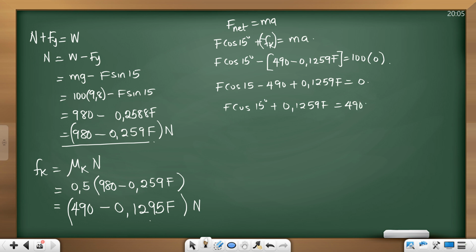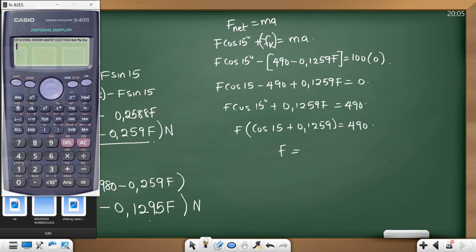Some of you are already on calculators here. There's no need. What's common? F. F cos 15 plus 0.1259. What do we do? We divide both sides. So what's our answer for F? Easy peasy. 490 over cos 15 plus 0.1259. Boom. Answer is there. 448.79. Is that what you got?